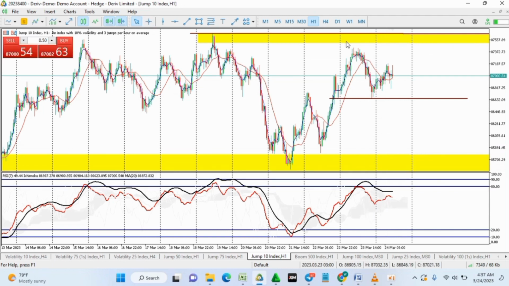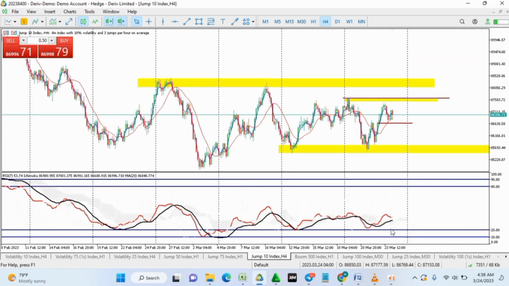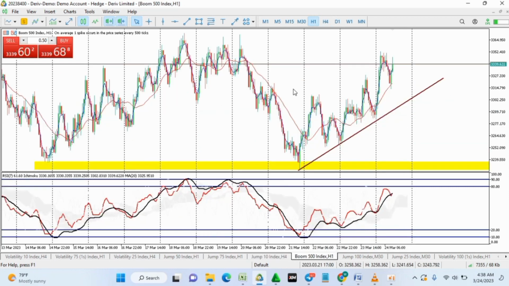However, on H4 it's a different story. After reaching here, price will continue rallying up from what H4 is showing us, because the two lines are still below on H4. Let's go to Boom 500.